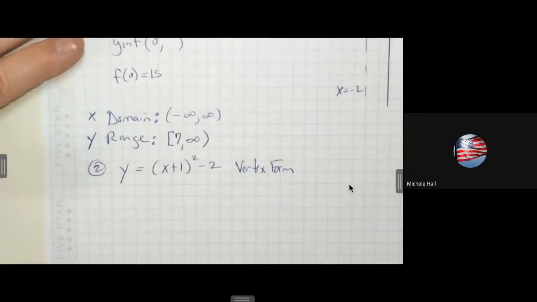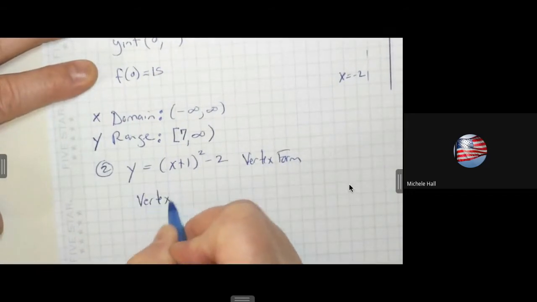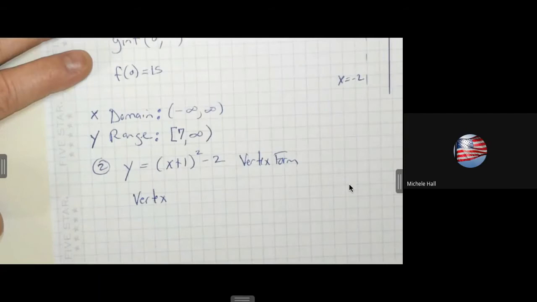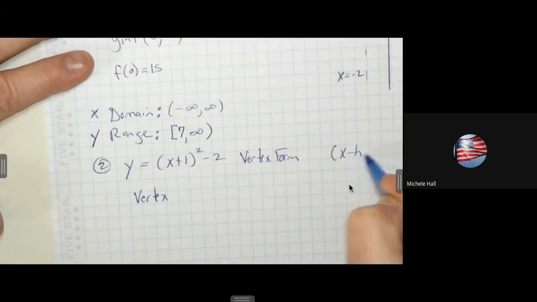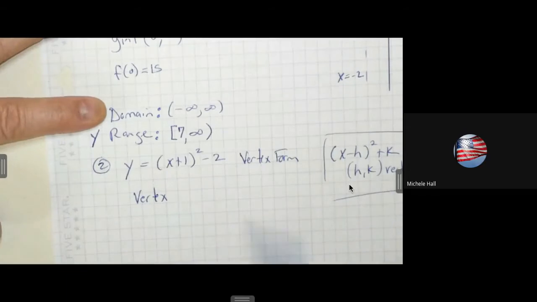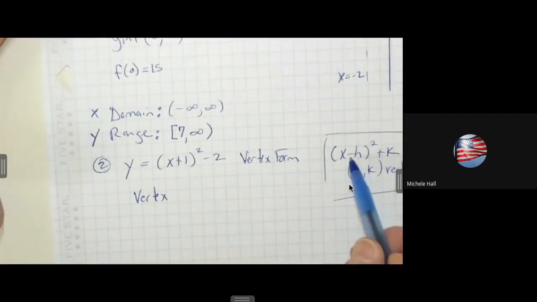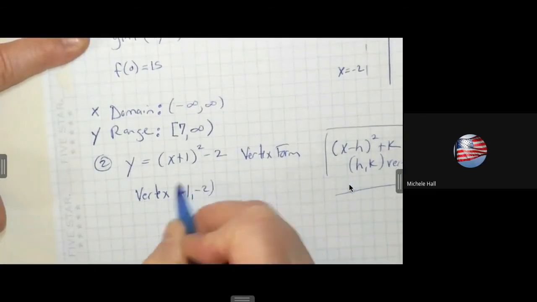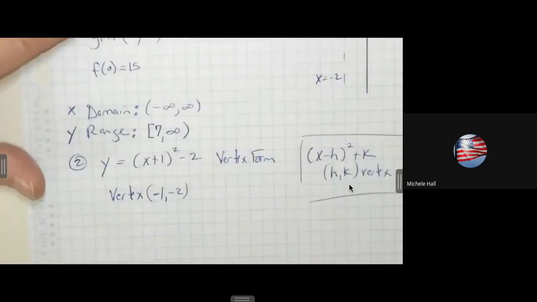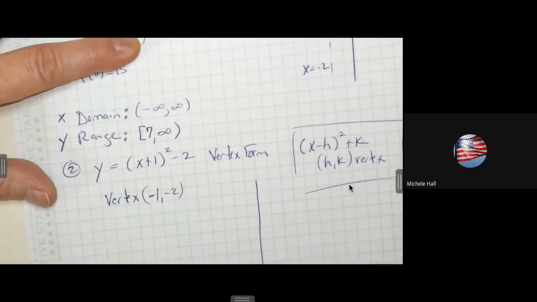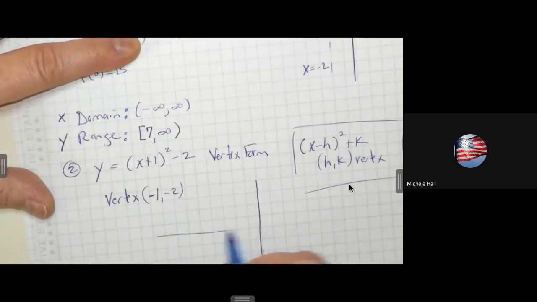So what is the vertex? If this is vertex form, what's the vertex then? Very good. X minus h squared plus k. HK is the vertex. That's the formula that's used. HK, so it's not positive 1, it's negative 1 because of the negative sign that's in the formula. It always changes the sign. So it's negative 1, negative 2. Boom, you've got your vertex. There's my vertex.